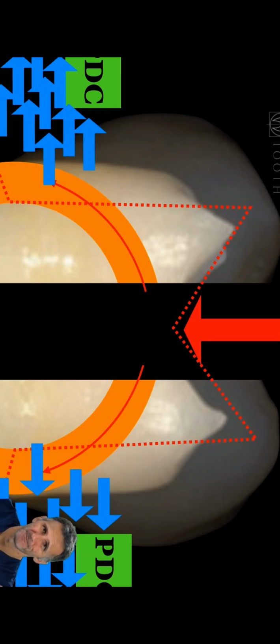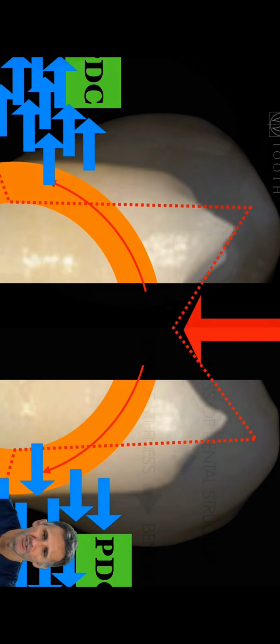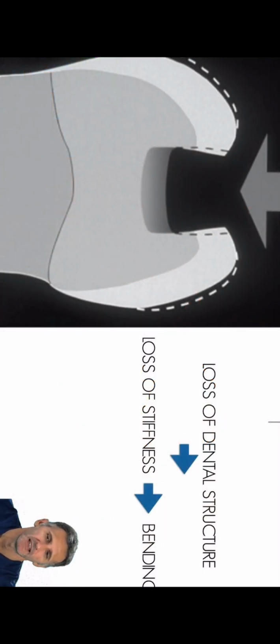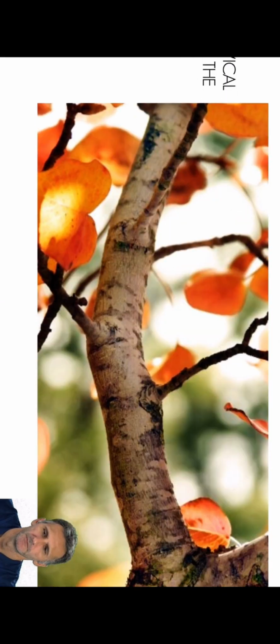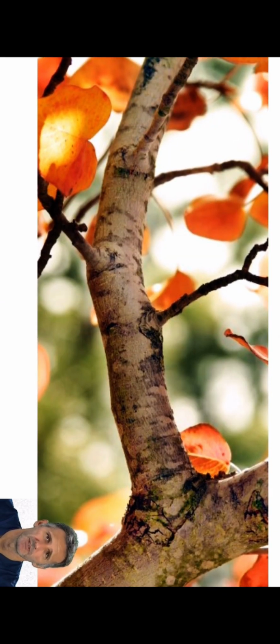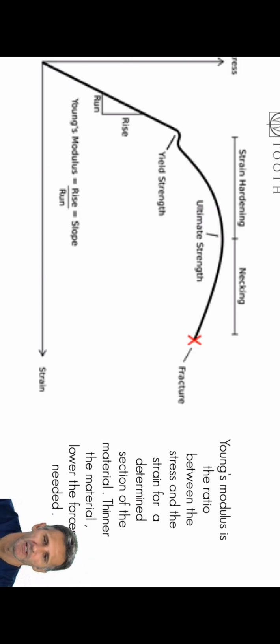Because the force will be so much that the crown won't be enough. Okay? So, what do we have to do? The example of the bench: if we bend too much, at the end we have the fracture.